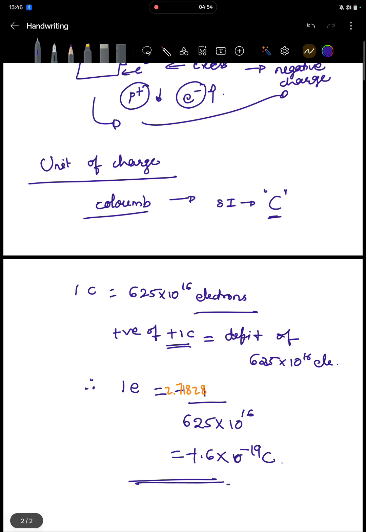In the next class we will see what an electron is, what the energy of the electron is, and valence electrons and free electrons. Thank you.